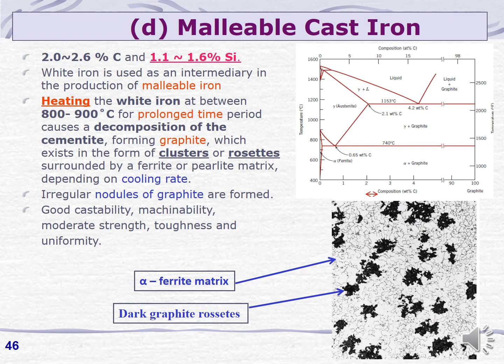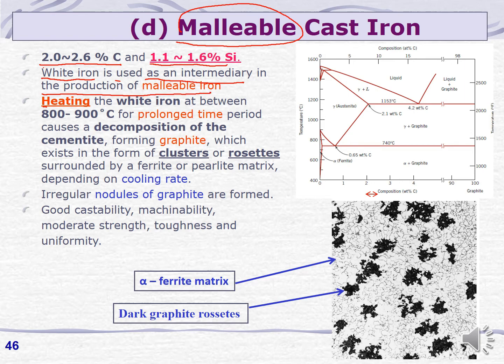Okay, next we move to another type of cast iron, which is the malleable cast iron. It consists of 2 to 2.6% carbon and 1.1 to 1.6% silicon. How to produce this malleable cast iron? This malleable cast iron uses the white cast iron as an intermediary in the production of the malleable iron.